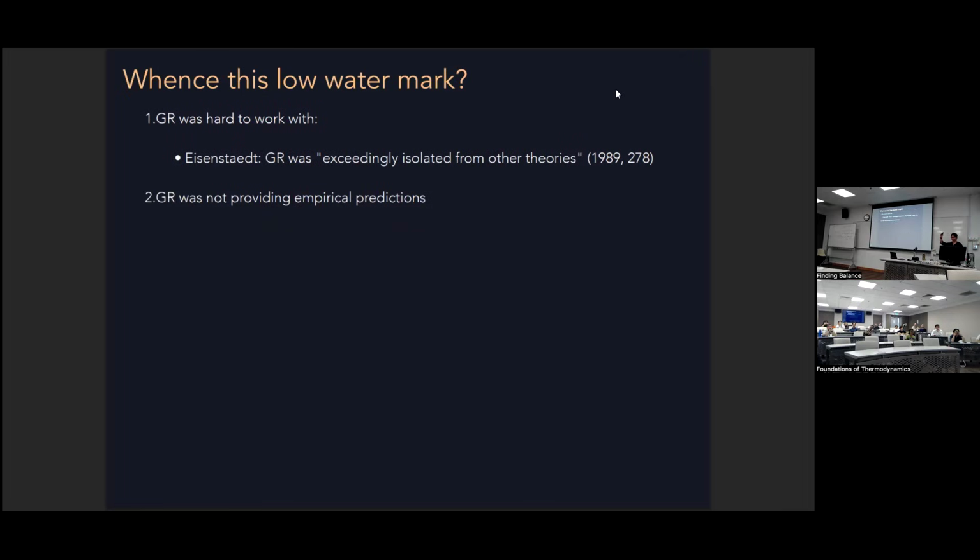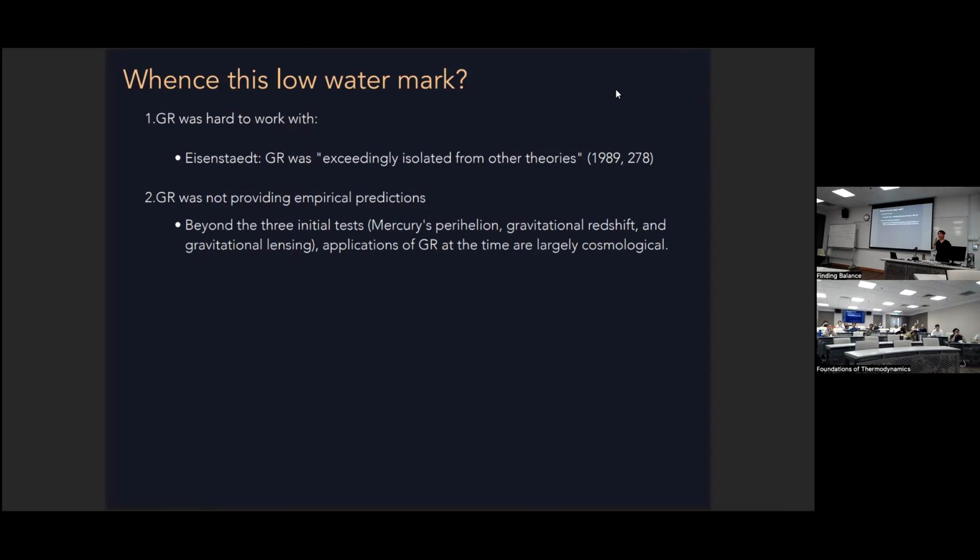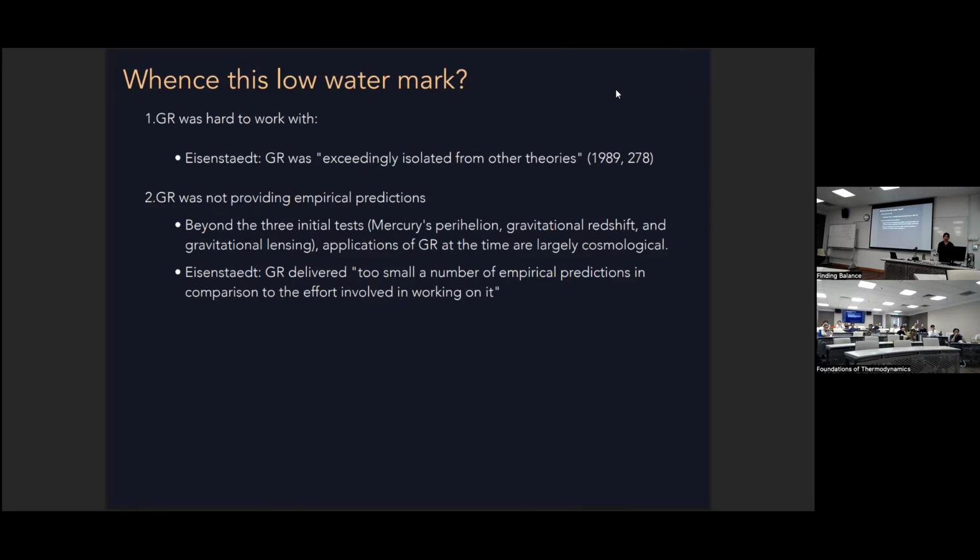Okay, so GR is hard to work with. Another reason that people aren't really working on it is that it's not actually providing empirical predictions at the time. There were three initial classical tests of GR: Mercury's perihelion, gravitational redshift, and gravitational lensing. But beyond those three, applications of GR at this time are largely cosmological. A lot of cosmologists have started working with it, but there's not a lot of on-the-ground tests or even solar system tests beyond these three. So Eisenstadt says that GR is delivering too small a number of empirical predictions in comparison to the efforts to work on it. So these work hand in hand, numbers one and two.